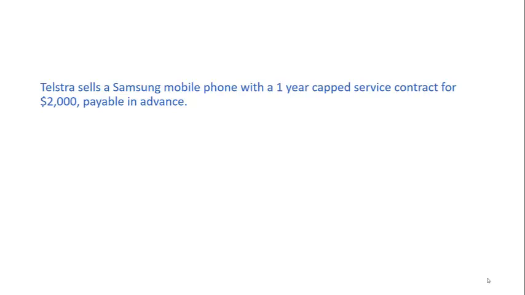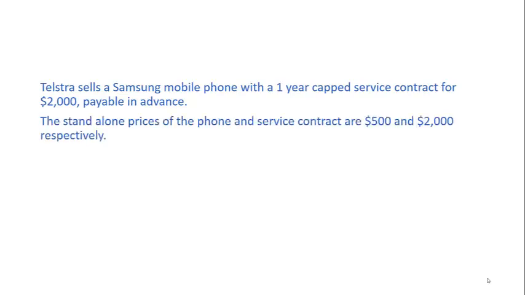And probably the best way of demonstrating this is with a simple example, such as the purchase of a mobile phone with a service contract attached to it. It's probably the transaction we're most familiar with. So here we have Telstra, which sells a Samsung mobile phone, with a 1-year capped service contract. So it's a good and a service. And the total revenue on the transaction is $2,000, which is payable in advance.